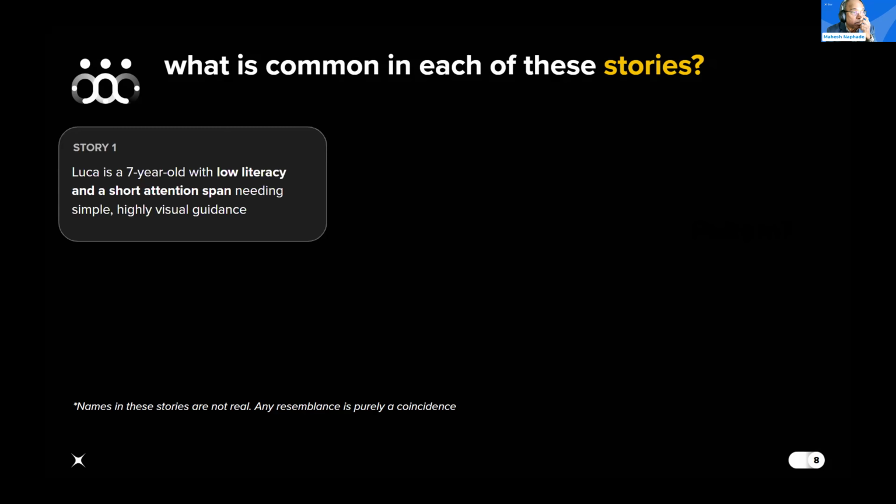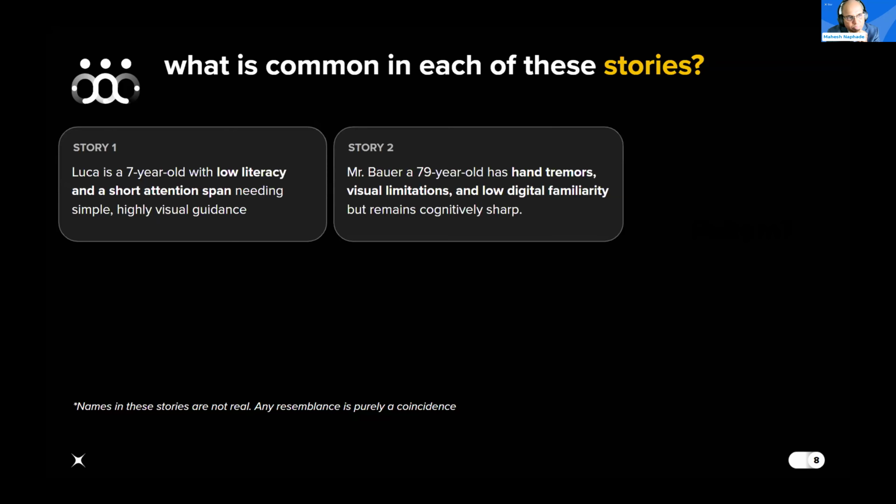So here's story number one. It is about Luca. It's a 7-year-old boy with low literacy and a short attention span. Completely normal for a 7-year-old boy, needing simple, highly visual guidance. Make sense? Completely in line with the age one would expect. Let's go to story number two.